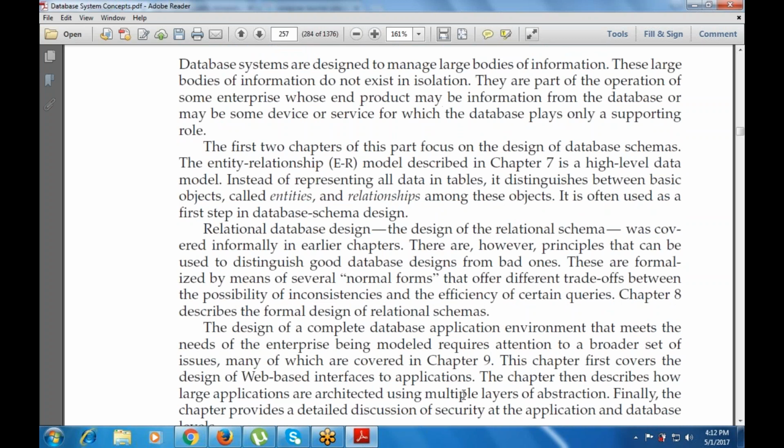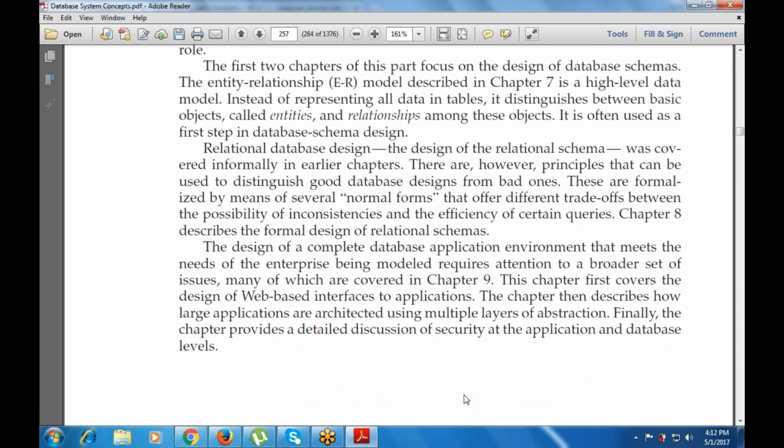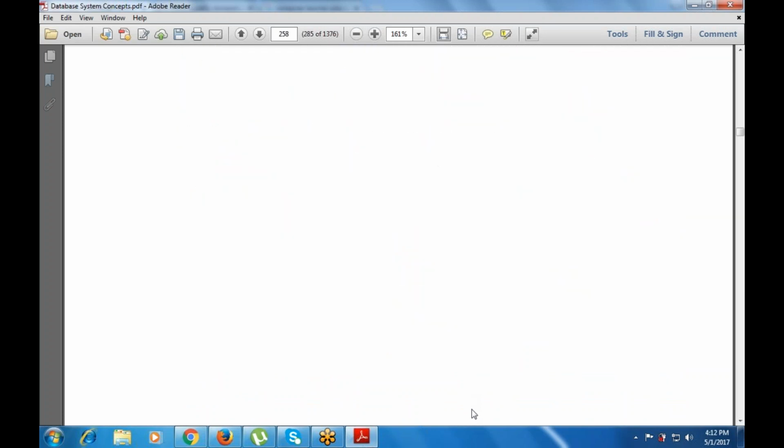Then the design of a complete database application environment that meets the needs of the enterprise being modeled requires attention to a broad set of issues, many of which are covered in the next chapter, that is chapter number 9. This also shows how large applications are architected using multiple layers of abstraction, that is the physical level, conceptual level, and finally the chapter provides a detailed discussion of security at the end. That is how security will be enabled, what is the CIA, that is confidentiality, integrity, and availability.